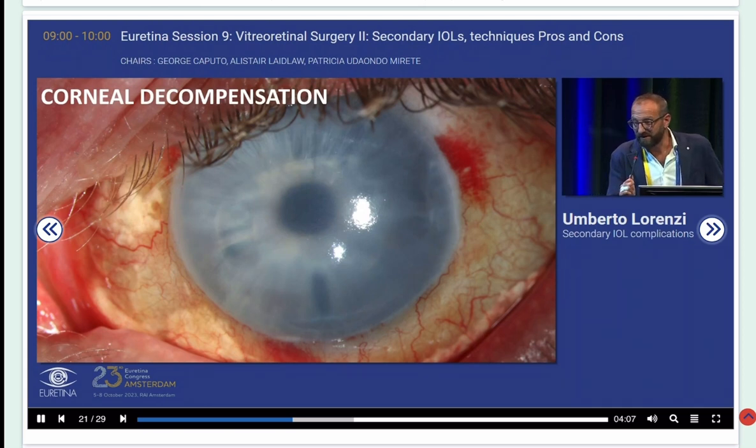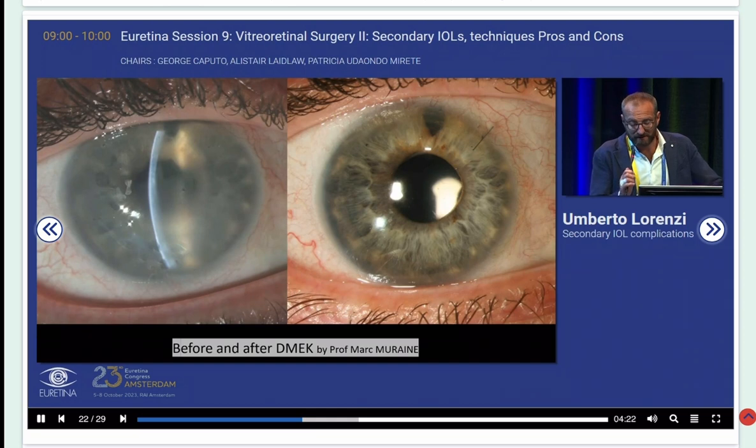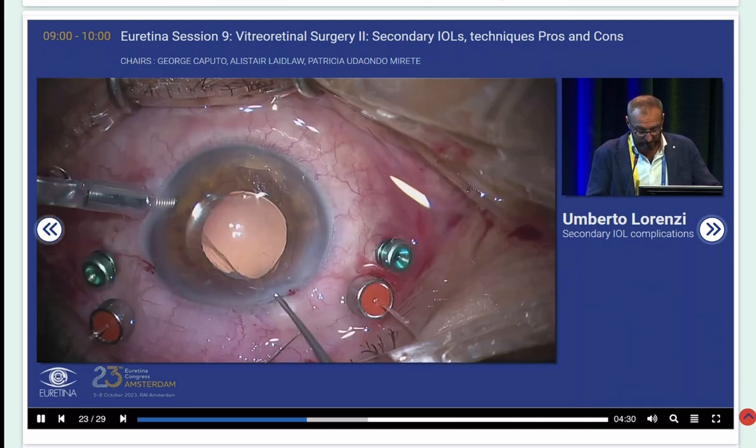Another severe complication of all these techniques is corneal decompensation, that is not only visible in this kind of eye with iris claw anteriorly, but also in other techniques, because it's all the maneuvers that we have to use for secondary implantation that can lead to corneal endothelial loss.